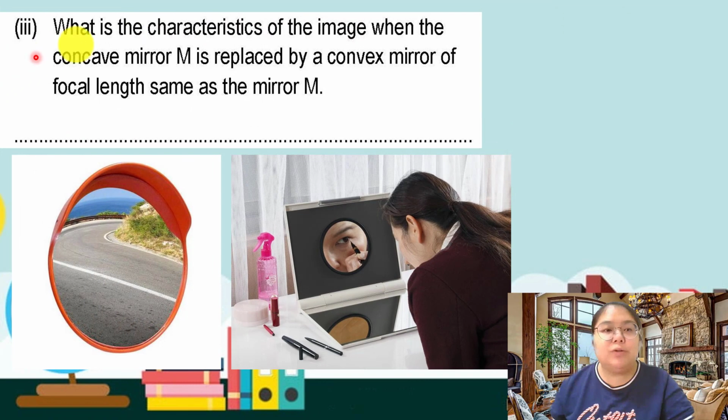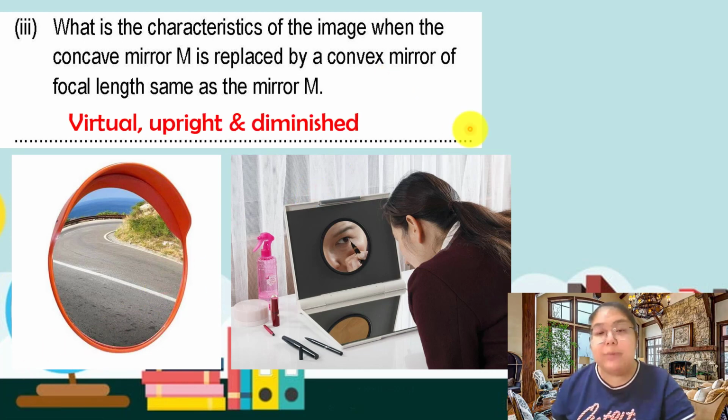Okay, then we go to what is the characteristic of the image when the concave mirror is replaced by the convex mirror. When it is replaced by a convex mirror, I don't care where the location of the focal length is. Just convex mirror, you get only one characteristic. The characteristic is always virtual, upright, diminished. So we check it: virtual, upright, diminished. This is the characteristic for convex mirror.